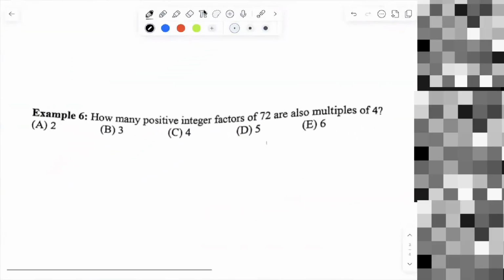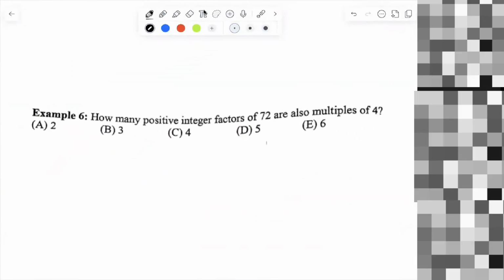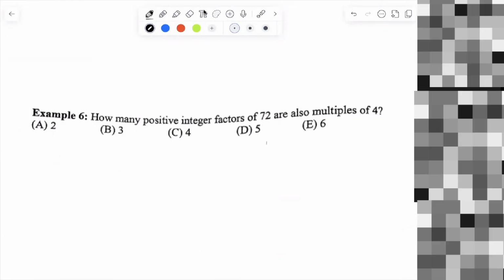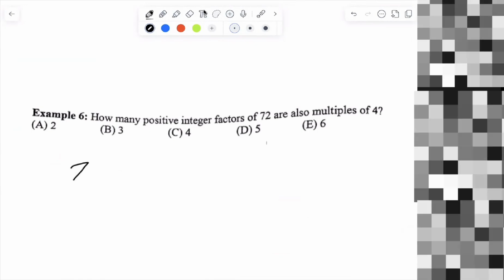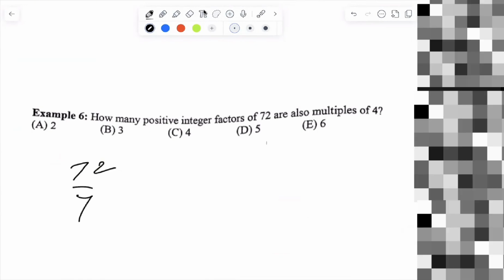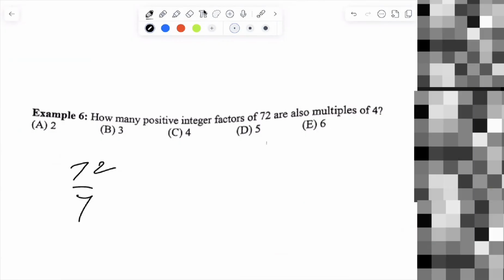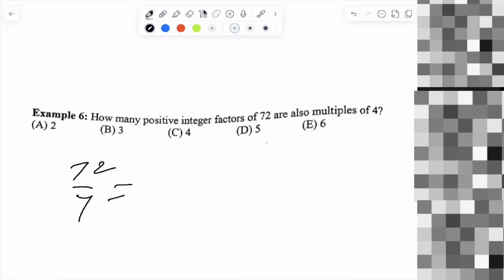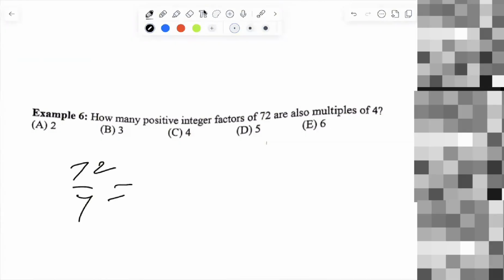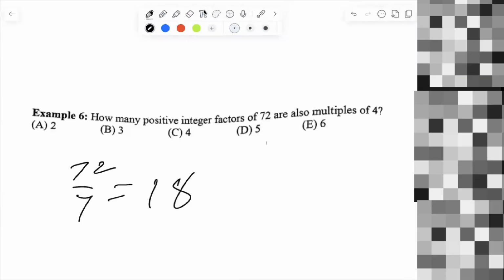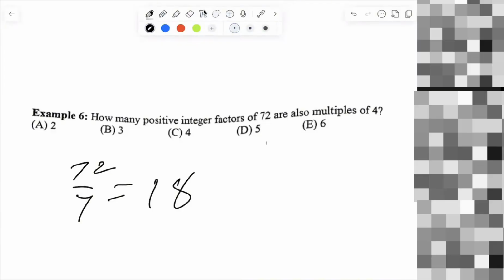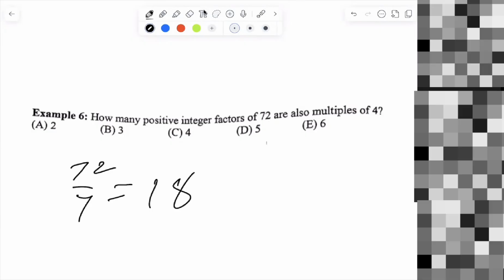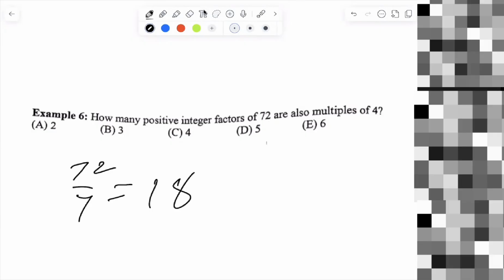Now let's move on to example 6. How many positive integer factors of 72 are also multiples of 4? Same exact strategy. We do 72 divided by 4 to make sure that the number after it is always going to be divisible by 4. So this just gives you 18. So we can find any factor of 18 and multiply that by 4. This is going to be a factor of 72, but also a multiple of 4.